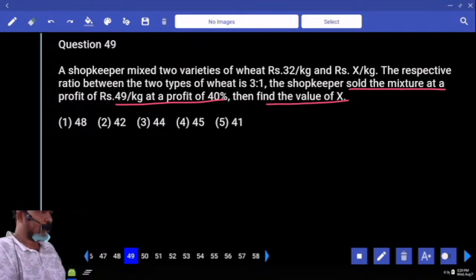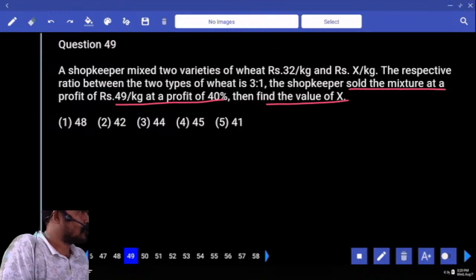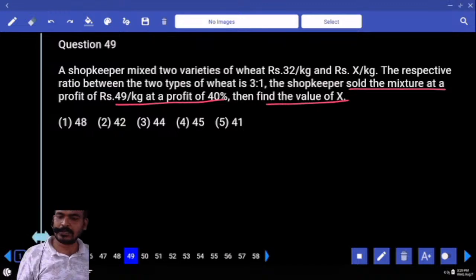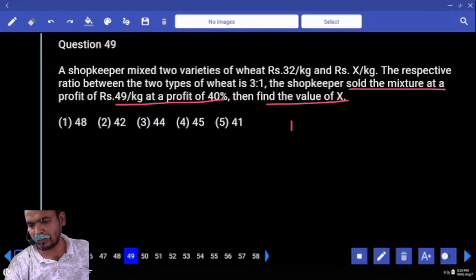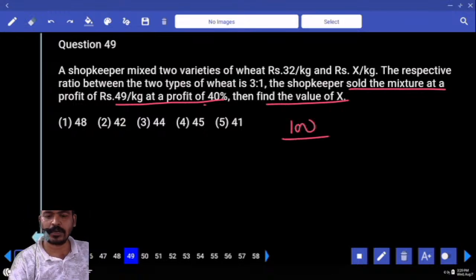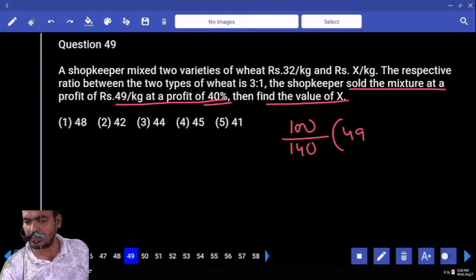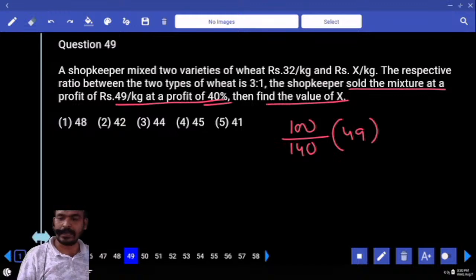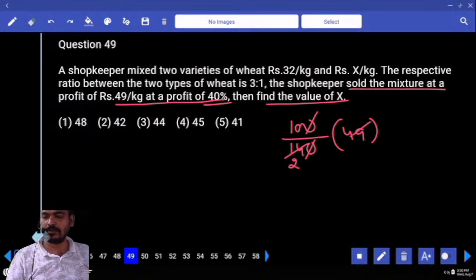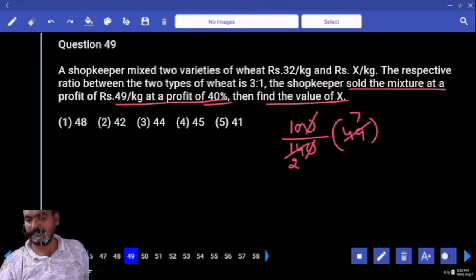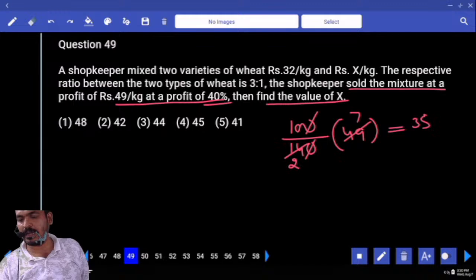We know the selling price of the mixture. It is converted to the cost price of the mixture. First, cost price is always how much percent? 100%. 40% profit means selling price 140%. In place of 140%, how many rupees is given? 49. 0 cancel. 7 how many times? 7 times 7 is 49, so 7 times 5 is 35. So 70 by 2 is 35.